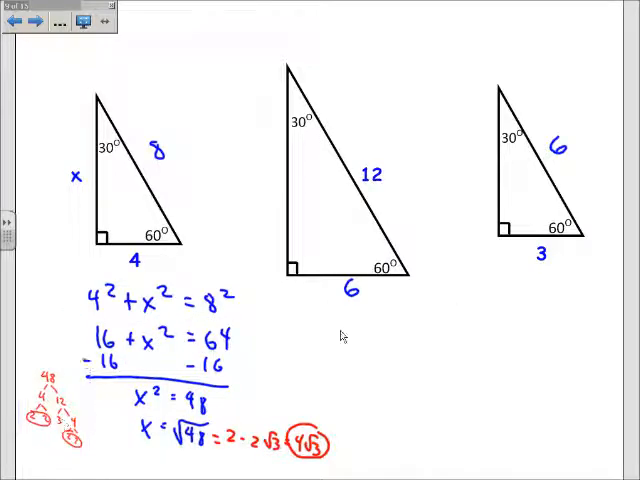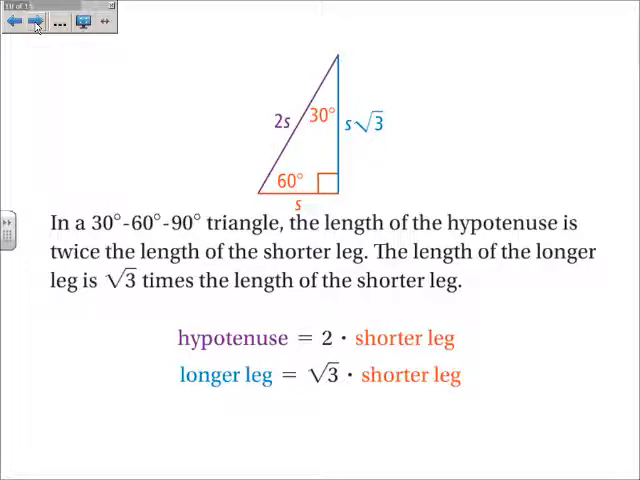Okay. Now the pattern, if we did the other ones the same way, here we get 6 root 3. Here we get 3 root 3. You'll notice there's a pattern: whatever this shortest length is, that times root 3 is what the longer leg is. 6 times root 3 is 6 root 3. 3 times root 3 is 3 root 3. That's the pattern. The textbook puts it this way.